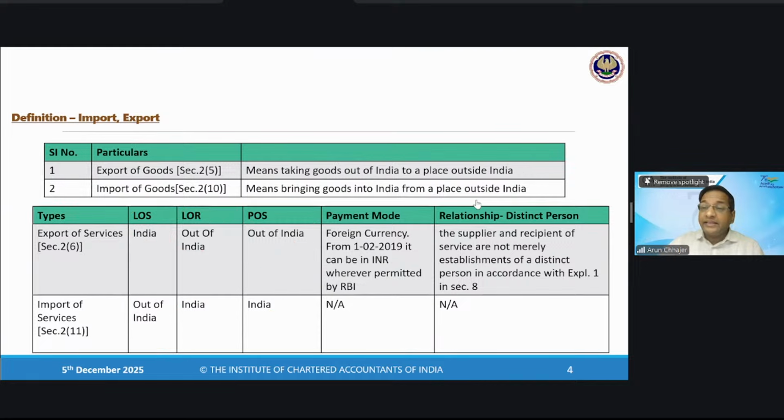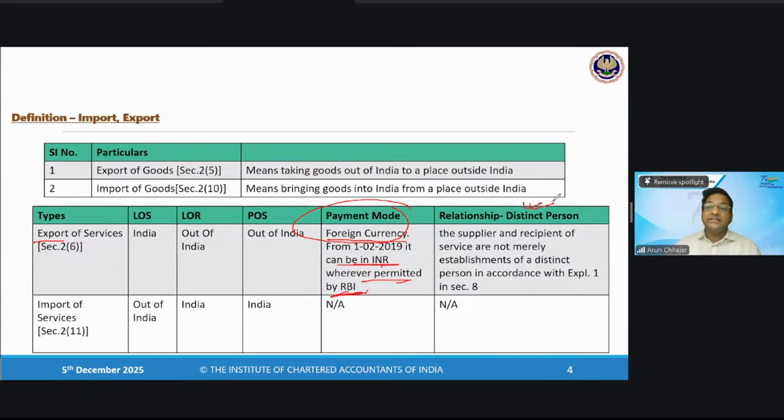Now, in case of import, is there a condition that the amount should be paid in Indian rupees or foreign currency? Is there any condition associated with import of service with respect to payment? The answer is no. When you are talking about export, then it is mandatory that the payment should be in foreign currency. Okay, it can be in INR wherever permitted by the Reserve Bank of India. So we will read the circular also in this relation.